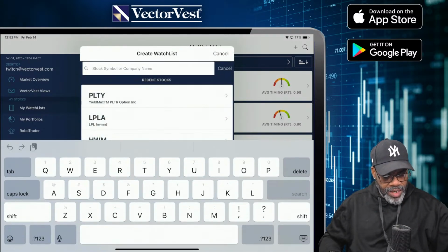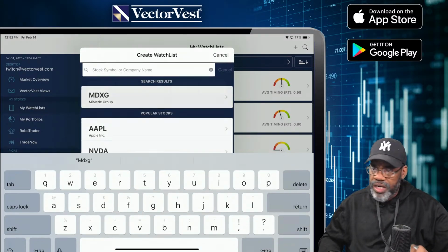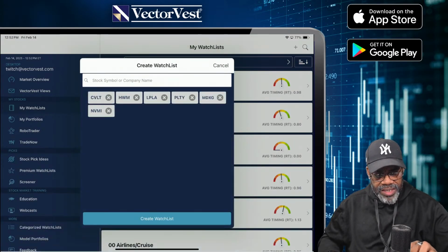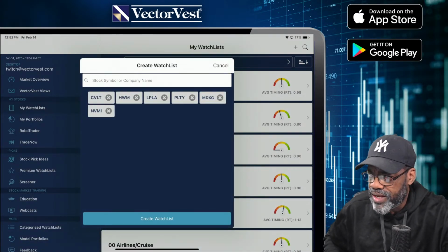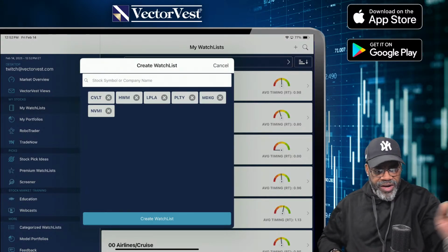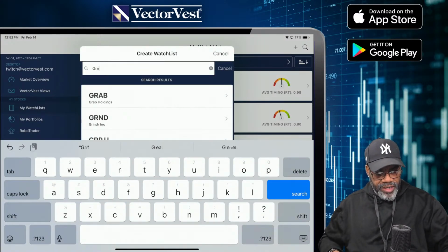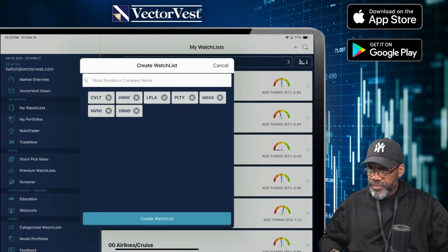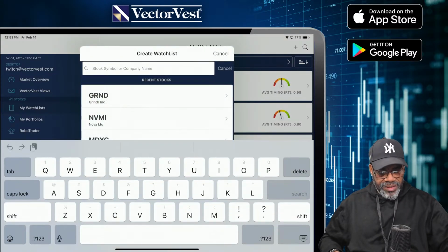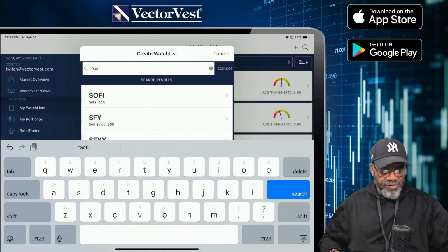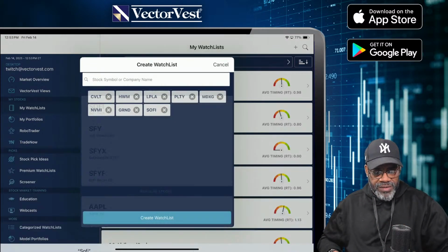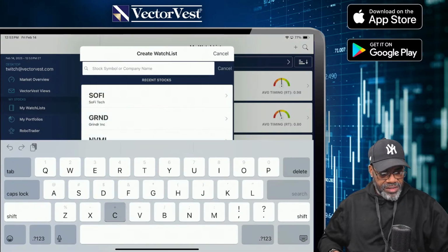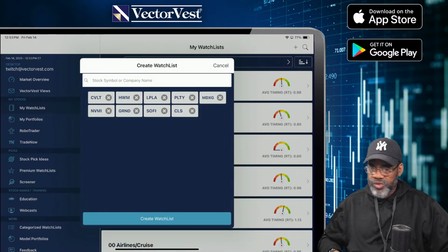MDXG, NVMI. Go down the list. That was A Fox, GRND, comma, oh, not comma, GRND, SoFi. I'll give you 10 stocks. You only gave me 80 likes. I'll give you 10 stocks though. SoFi, CLS, and the last one is FTK.